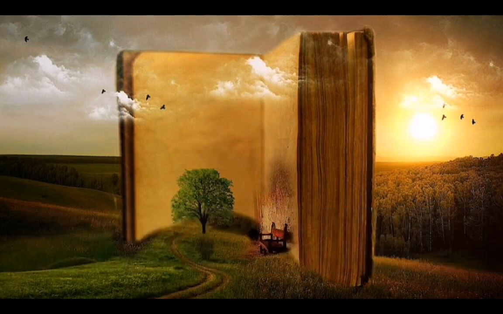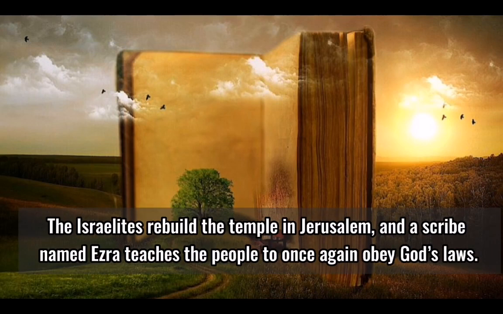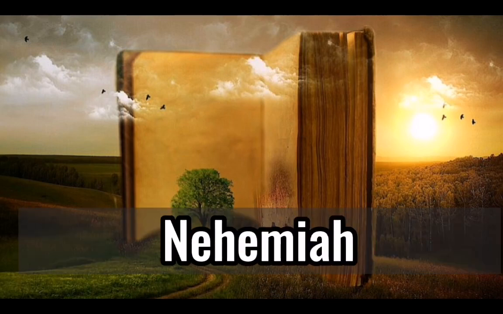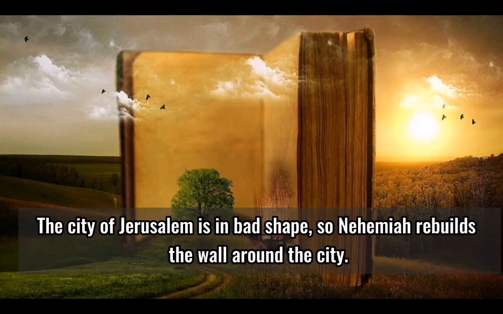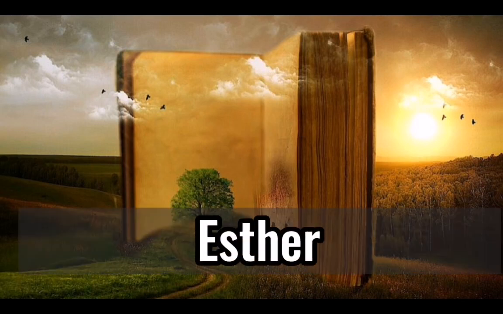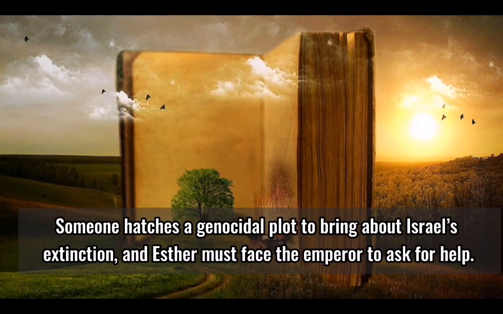Ezra. The Israelites rebuild the temple in Jerusalem, and a scribe named Ezra teaches the people to once again obey God's laws. Nehemiah. The city of Jerusalem is in bad shape, so Nehemiah rebuilds the wall around the city. Esther. Someone hatches a genocidal plot to bring about Israel's extinction, and Esther must face the emperor to ask for help.